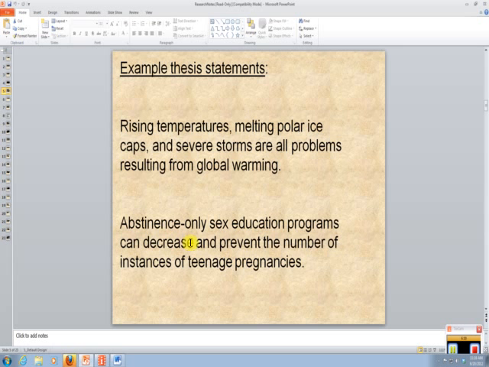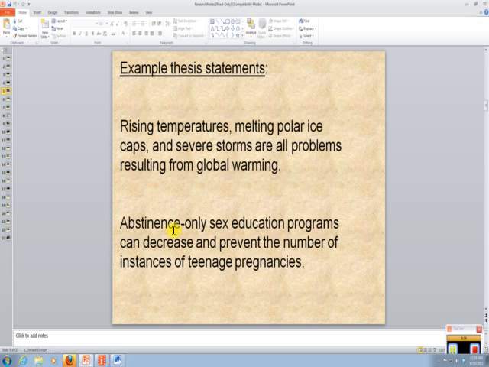This next thesis statement deals with teenage pregnancies and sex education programs, and the wording is abstinence-only sex education programs can decrease and prevent the number of instances of teenage pregnancies. Now, we know teenage pregnancy is a problem in our state and it's a problem nationwide, but lots of schools are starting to develop these sex education programs that preach abstinence only. And some people believe that if you actually teach abstinence only, that you're causing more problems because that's going to make people be more interested in having sex, especially at a younger age.